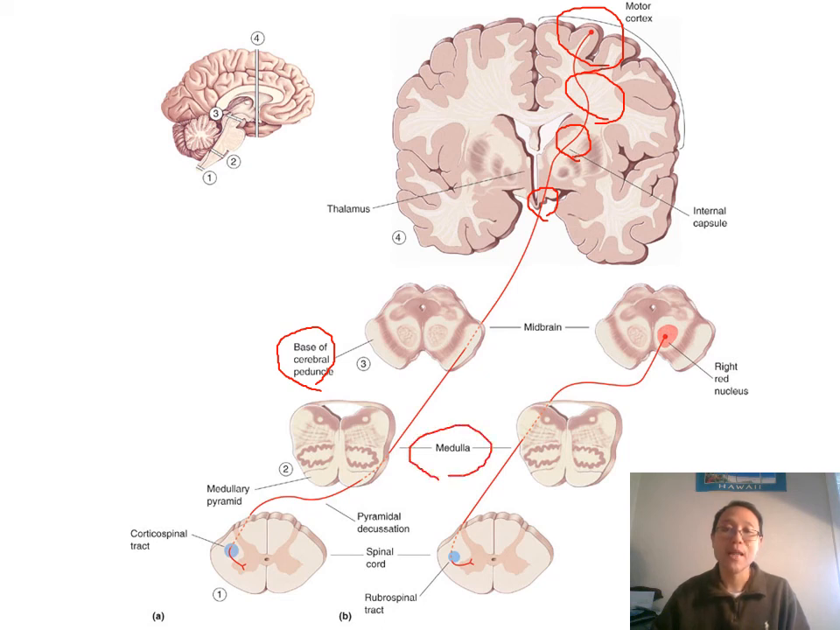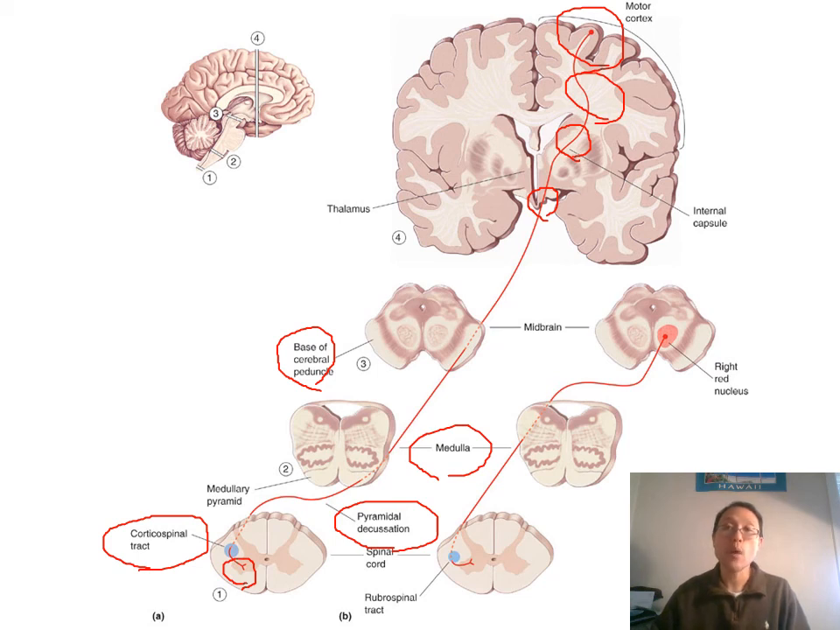In the medulla, this is when they make their decussation, which means going from the right to the left, or from the left to the right side of the body. When they go through the medullary pyramid, they form something called the pyramidal decussation, and then they make their first synapse in the spinal cord. This is when they make the first synapse onto those alpha neurons that we talked about in the spinal cord.